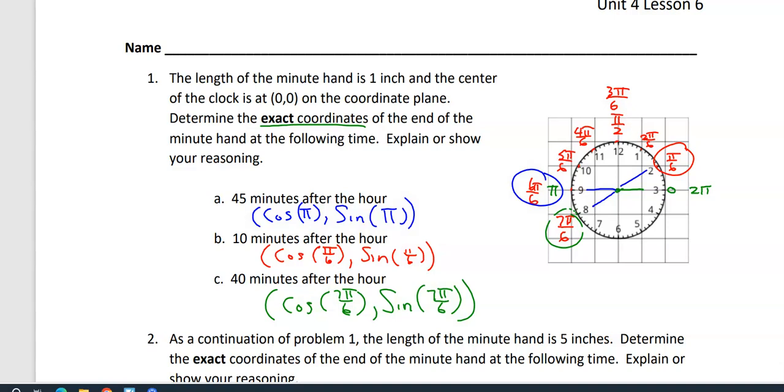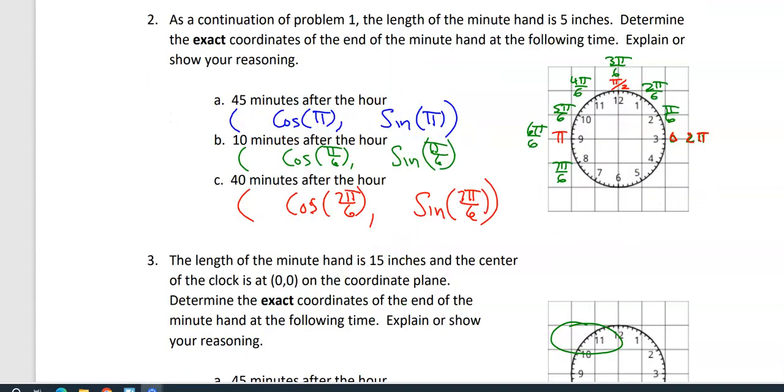So in problem number 2, we're taking the same idea, except we're going from a 1-inch radius now to a 5-inch radius on the minute hand. So what would the answers be for those? Take a look at problem number 2, and while you're at it, take a look at problem number 3. I've basically asked the same questions, just changing the radius, real similar to the previous problems. And when you're ready to look at those 2 problems, turn the video back on.